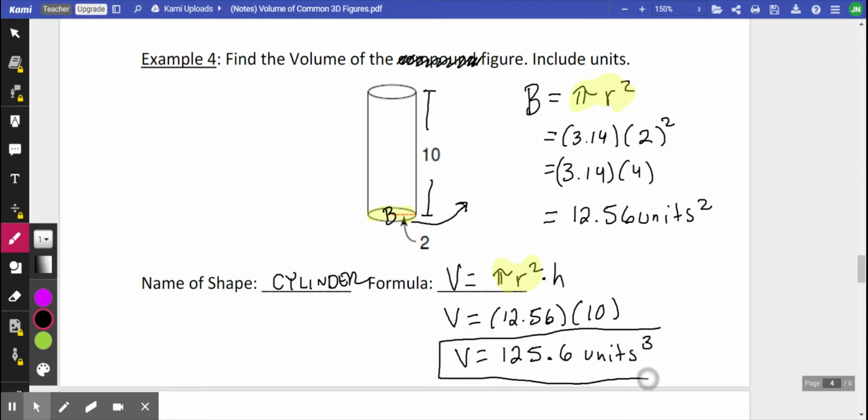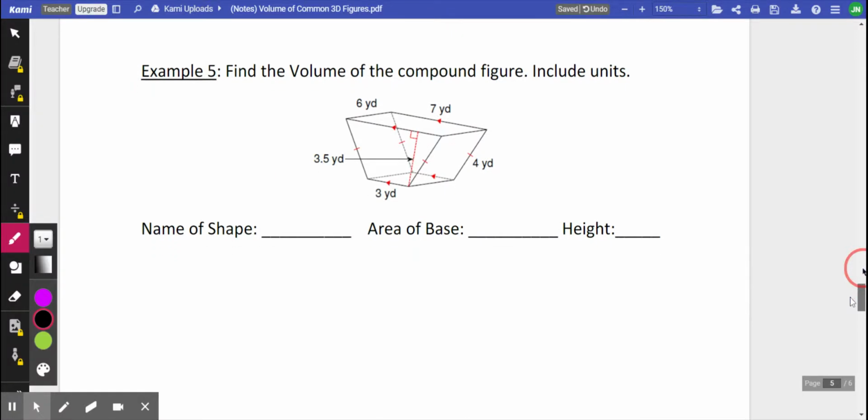So how many boxes can you fit? In this cylinder, I can fit 125.6 boxes of whatever this unit is. So if we're talking about centimeters, then it will be centimeters. If we're talking about inches, it'll be inches. It can be miles, whatever that may be.